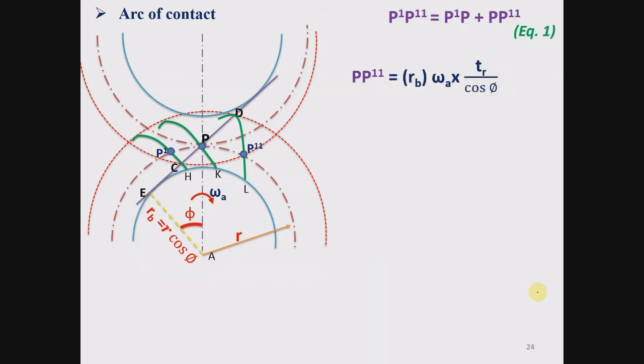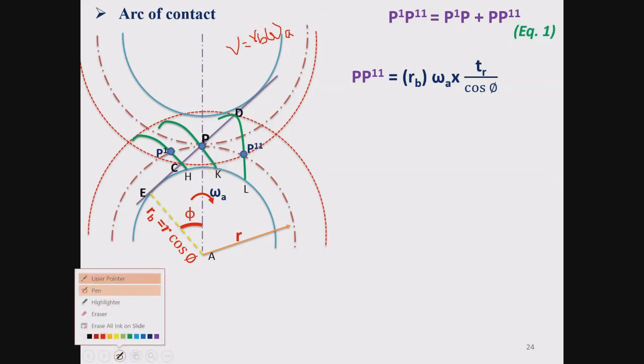Next, now what we have? Arc length P double dash is equals to RB into omega A into TR upon cos of phi. Now what is this? R into omega should be V, linear tangential velocity of some point, whose radius of rotation is RB and whose angular velocity is omega A. Which is that point? That will be point K, correct? So while P moves from P to P double dash, point K will move from K to L in the same period of time TR.